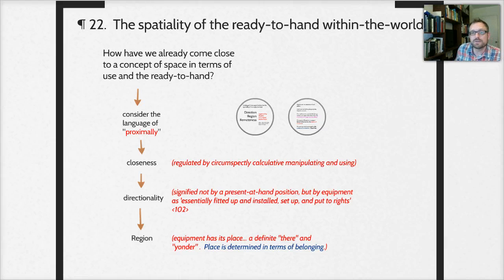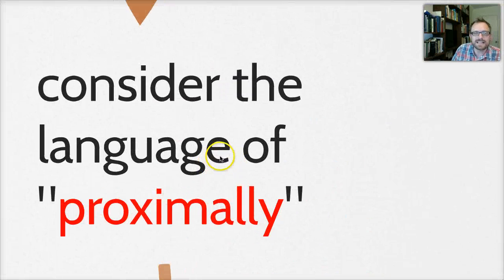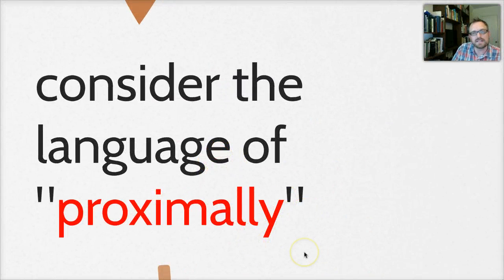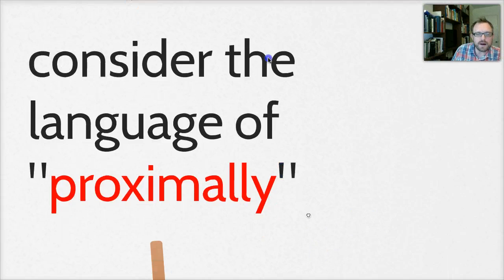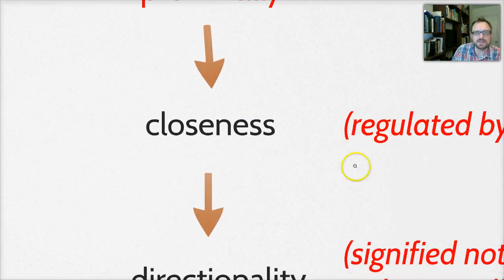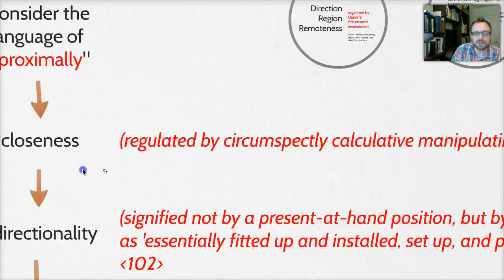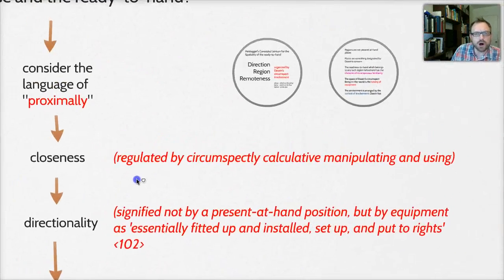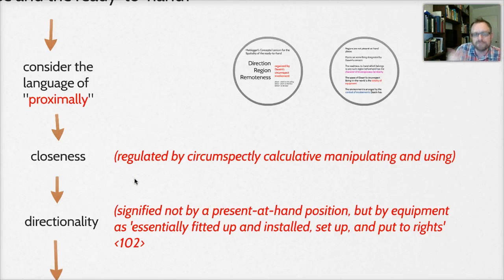Now, the spatiality of the ready to hand within the world, let's start there. What does it mean to talk about spatiality here? Now, he begins by asking, how have we already come close to a concept of space in terms of the ready to hand? Well, consider this language of proximally. We've been talking about the idea of something as proximally and for the most part available to us in terms of use. Proximity here refers to, well, what? It refers to closeness, the degree to which something is close to me. And closeness here is always given in terms of a certain type of involvement, right?